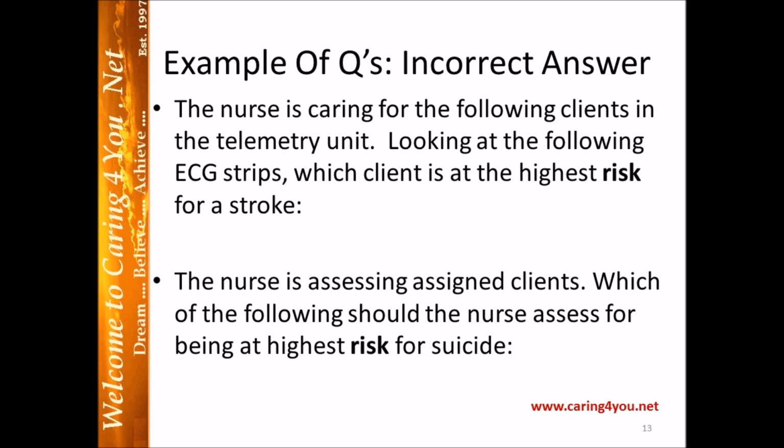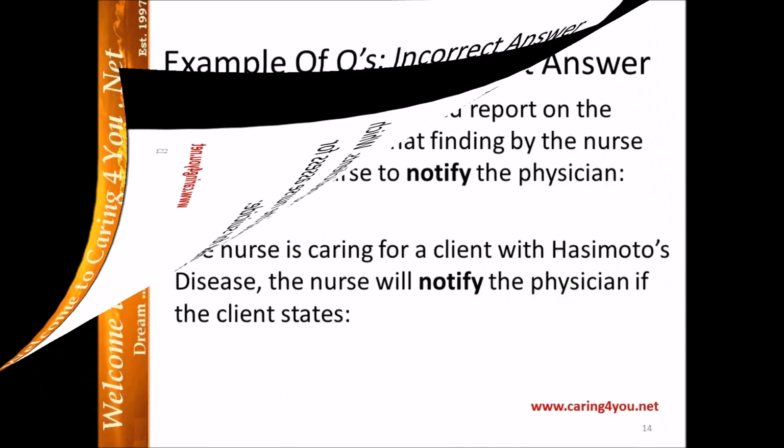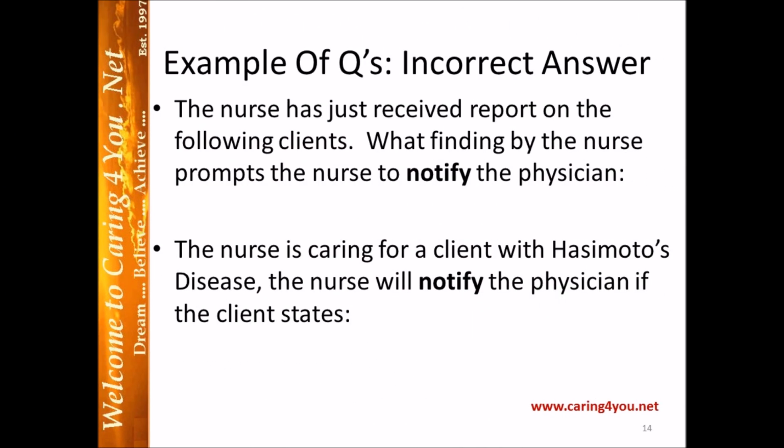All right, let me give you another example. The nurse is assessing assigned clients. Which of the following should the nurse assess for being at highest risk for suicide? Right? So the word risk means somebody or something in that answer is incorrect, putting them at highest risk, right? So pick the incorrect answer. That will be correct for the NCLEX. When you see the word risk, we're looking for an incorrect answer.